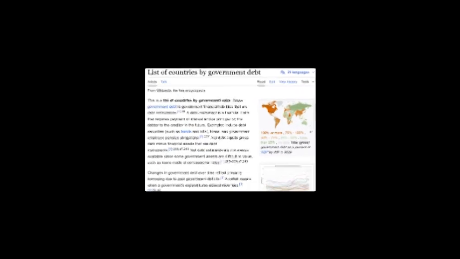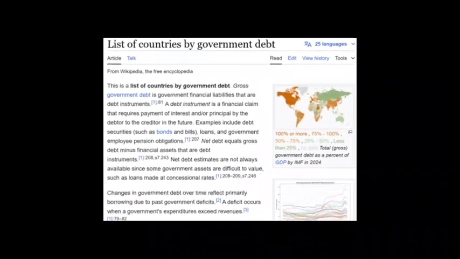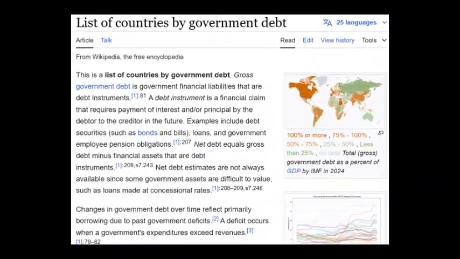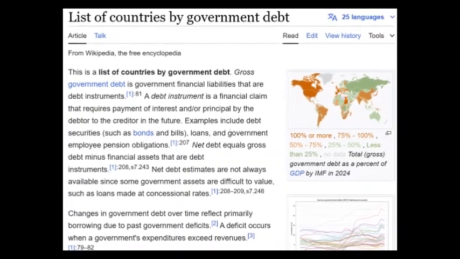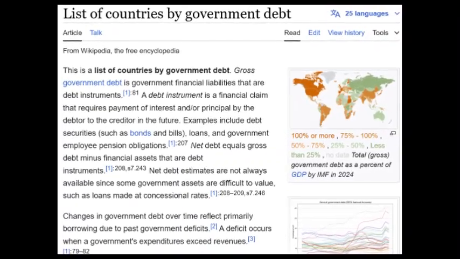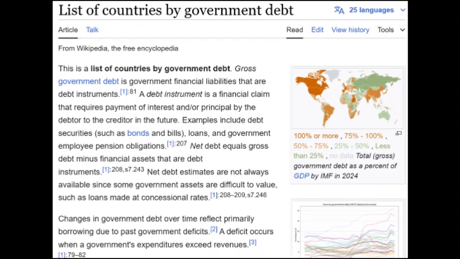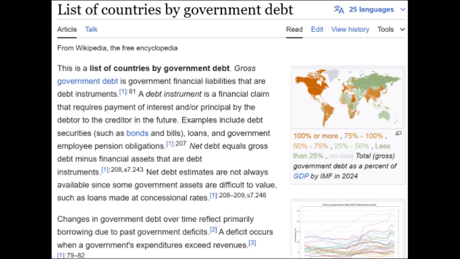Now, the next right, which was referred to in the definition of a claimant to an estate, is that of the debt claim. Here it states, this is a list of countries by government debt. Gross government debt is governmental financial liabilities that are debt instruments. A debt instrument is a financial claim that requires payment of interest and or principal by the debtor to the creditor in the future. Examples include debt securities such as bonds and bills, loans, and government employee pension obligations. Net debt equals gross debt minus financial assets that are debt instruments. Net debt instruments are not always available since some government assets are difficult to value, such as loans made at concessional rates.